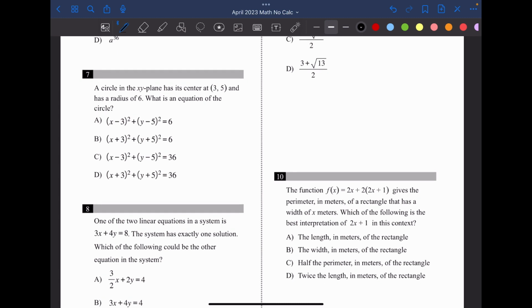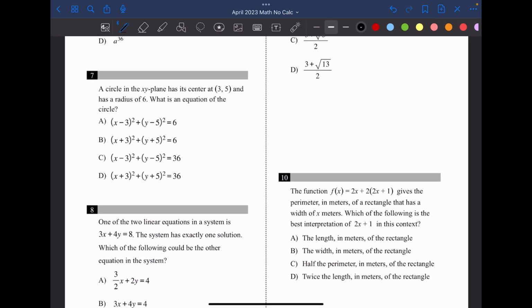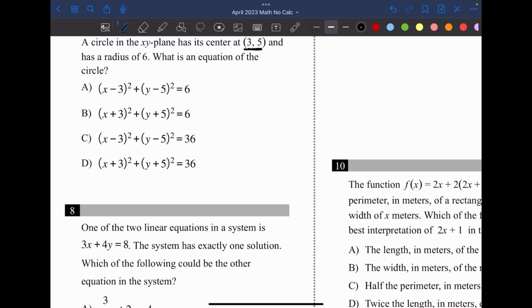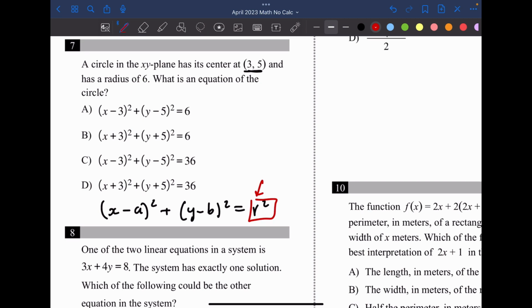Question number 7. A circle in the xy plane has its center at 3, 5, and has a radius of 6. What is an equation of the circle? Okay, so first, you have to know the equation of a circle in general. It's x minus a squared plus y minus b squared is equal to r squared. So a couple things. First, we have r squared, so the radius squared and not just radius.